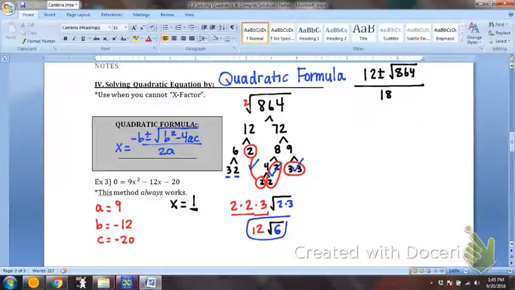So that was a lot of work. For some of you that was new, that's okay. This radical up here becomes 12 square root of 6. So we're going to write 12 plus or minus 12 square root of 6 all over 18. We will be practicing this skill, so if that was new to you, don't panic. It's fine. Don't forget we still have our x over here.